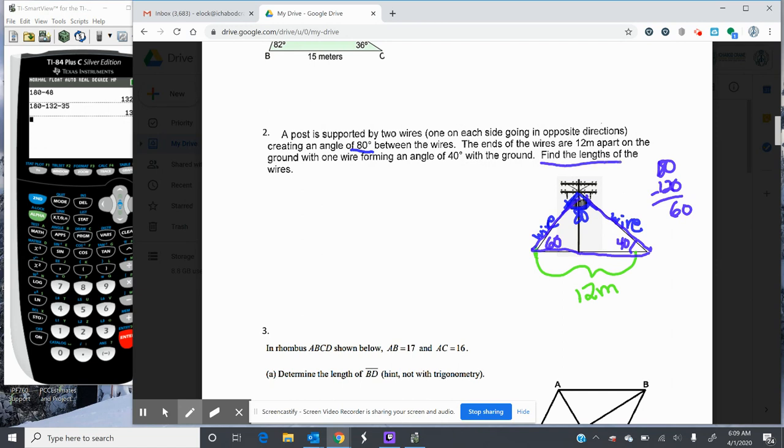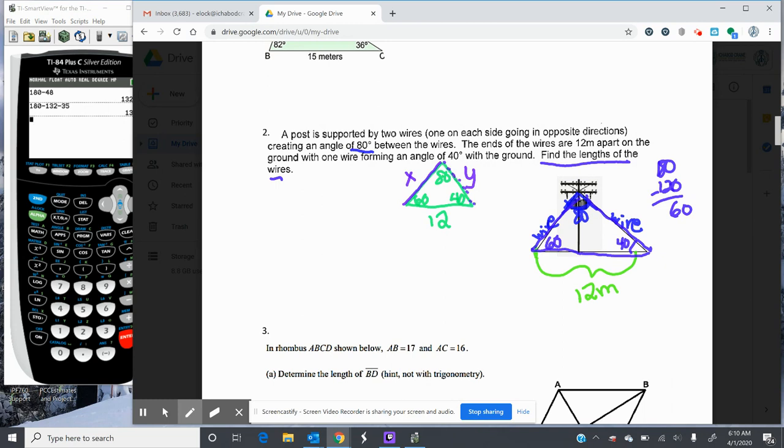What they're asking for is to find the length of the wires. So if you need that picture redrawn, we have 12 down here, we have an 80 up top, we have a 60 to the left, and a 40 to the right. So there is your oblique triangle. They're asking for the length of each wire. So we need to find the length of wire X and the length of wire Y.